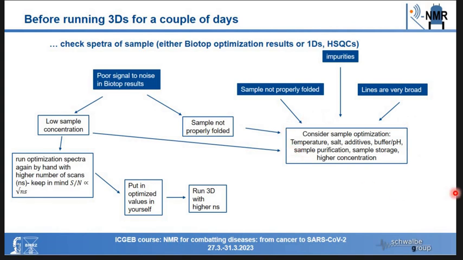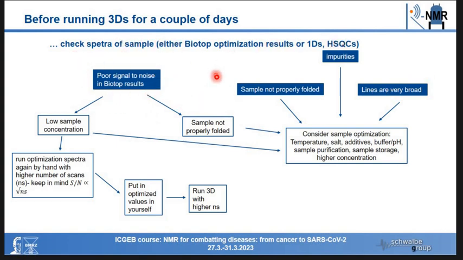Yeah, we heard this morning about optimization. What you can always optimize: you can play with the temperature, you can try different salt conditions, different buffer, different pH. You might want to consider sample purification, again, higher or lower concentration. So this could also always be a reason for poor signal to noise.